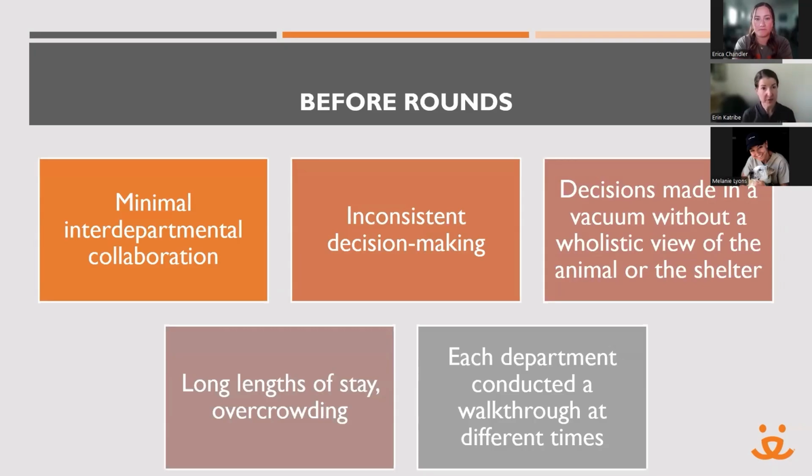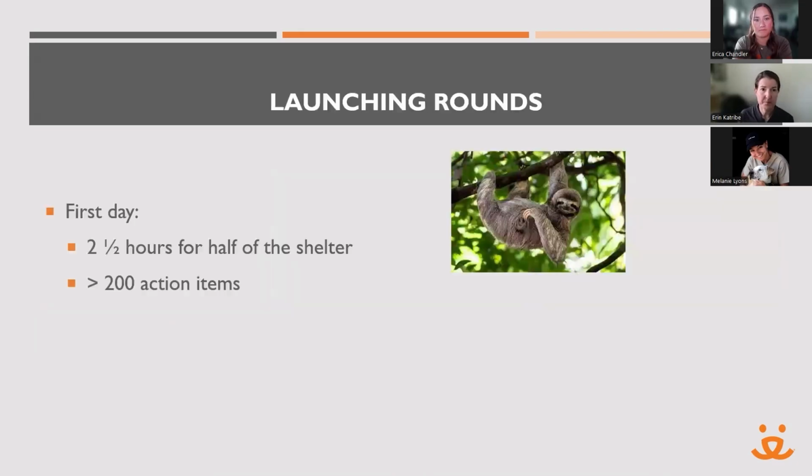And behavior, again, didn't know what medical was doing, medical didn't know what behavior was doing, or without a holistic view of the whole shelter, right? Our shelter is busting at the seams and way over capacity. Sometimes our decisions might be different today for that same animal than when our shelter is at 50% and has open kennels. There were long lengths of stay and there was lots of overcrowding. Each department was walking through the shelter, but they were doing it at different times.